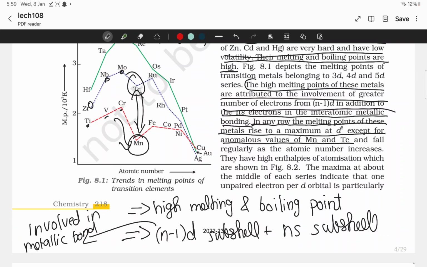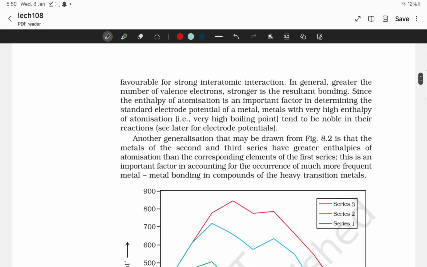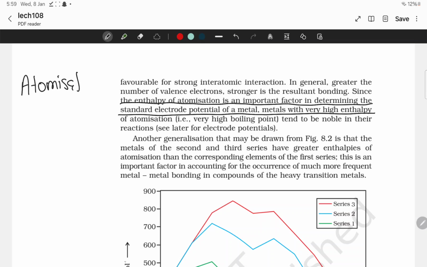Regularly, as atomic number increases, they have a high enthalpy of atomization, which shows maxima at about the middle of each series. This indicates that one unpaired electron per d orbital is particularly favorable for strong interatomic interaction. In general, the greater the number of valence electrons, the stronger is the resultant bonding. Since the enthalpy of atomization is an important factor in determining the standard electrode potential of a metal. They are telling that atomization enthalpy is also very high. Atomization enthalpy is also high for the d block due to unpaired electrons.